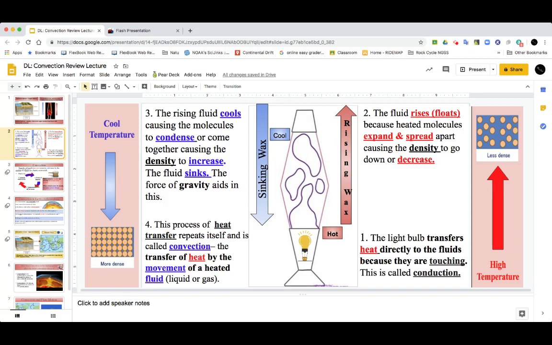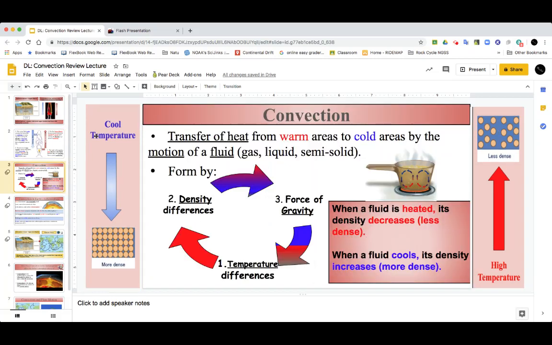And then we have the force of gravity that helps in the sinking motion of the convection current that is really taking place in the lava lamp. So we have convection: heating, rising, cooling, sinking, heating, rising, cooling, sinking. Now, convection, as I said, is a transfer of heat from warm areas to cold areas by the motion of a fluid. A fluid could be a gas, so convection actually occurs in air. For example, warm air rises, cool air sinks.